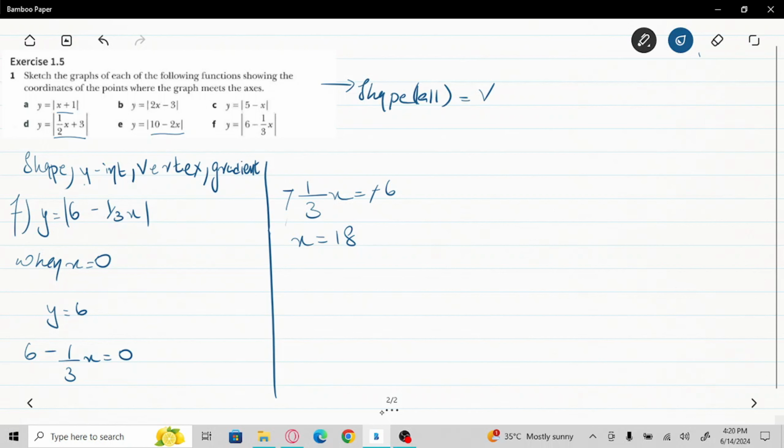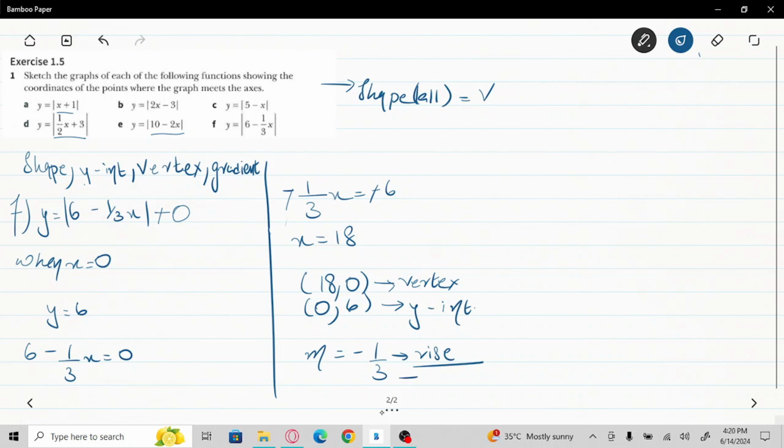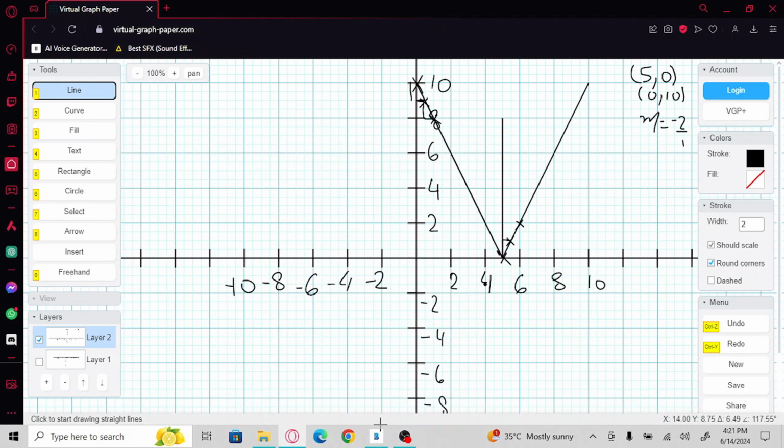So we have x equals 18, y equals 0 for the vertex. And for the y-intercept, we have 0 and 6. And for the gradient, we have 1 upon 3, so negative 1 upon 3 to be precise. So m equals negative 1 upon 3, where 1 is the rise and 3 is the run. So rise upon run, the formula fits in here. Now just plot this graph.